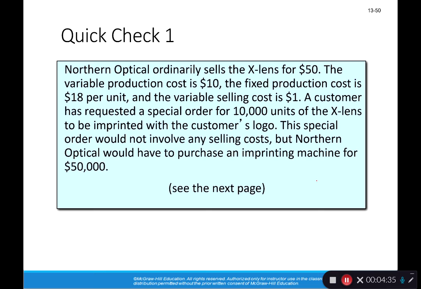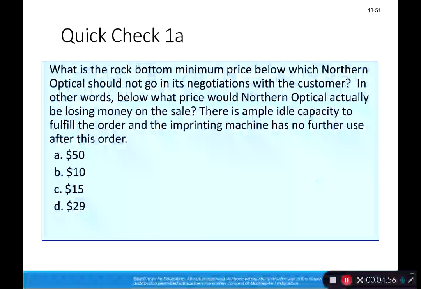Northern Optical ordinarily sells the X lens for $50. The variable production cost is $10, the fixed is $18 a unit, and the variable selling is $1. A customer requested a special order for 10,000 units of the X lens to be imprinted with the customer's logo. The special order would not involve any selling costs, but Northern Optical would have to purchase an imprinting machine for $50,000. What is the rock bottom minimum price below which Northern Optical should not go in negotiations with this customer? In other words, below what price would Northern Optical actually be losing money on the sale? There's ample idle capacity, so we won't be hurting our current sales.